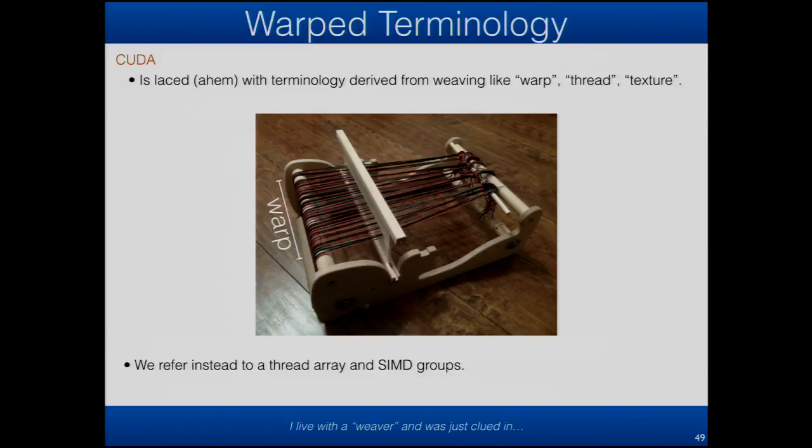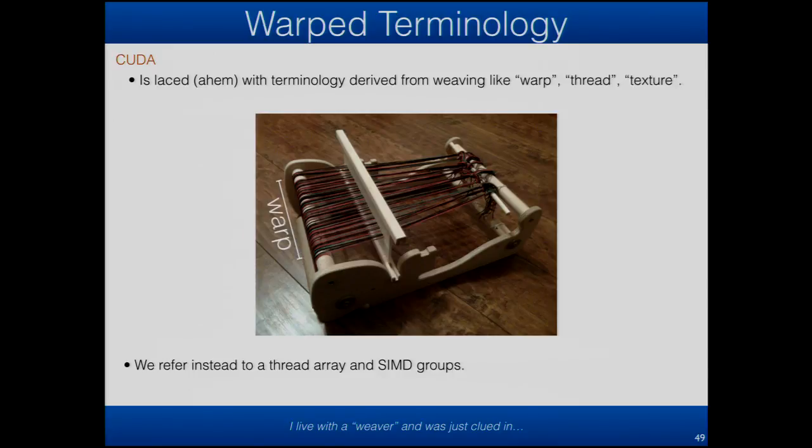Unfortunately, because of the genesis of GPUs for graphics applications, the terminology is just horrible. Terminology is laced with notions of warp, thread, texture, and it's very confusing. Really, we want to think about arrays of threads. We'll preserve thread. We have a notion of what a thread is. We've seen it in OpenMP. We've seen it in MPI. We understand a thread. And we'll talk about SIMT groups.